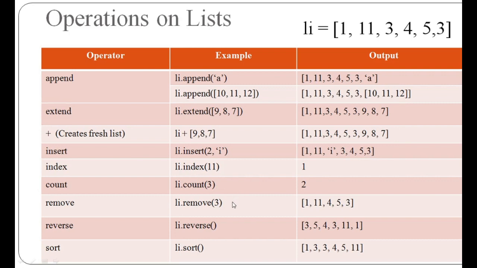I can remove that. So here you can see that I'm just removing the first occurrence. I can also have a reverse. So it will be printed from the right to left. I can also have a sort. So again, these are some of the operations that can be applied on a list.